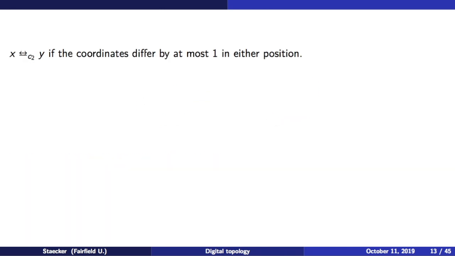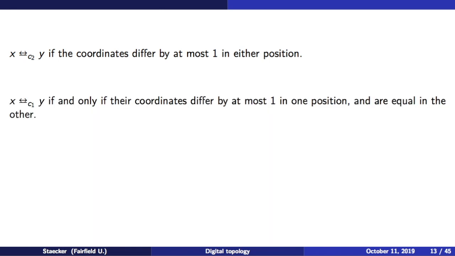And the names, so this I'm going to write like this. X is adjacent or equal using C2 if the coordinates differ by 1 in either position. This is how you get that diagonal or side-to-side adjacency. Whereas C1 means their coordinates differ by 1 in one coordinate, and they are equal in the other coordinate. So C2 is the one with the diagonal. C1 is the one that's only straight adjacencies.